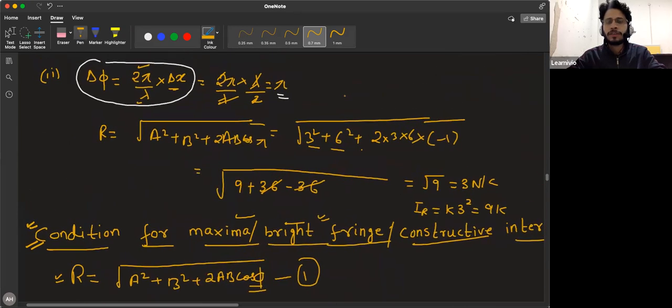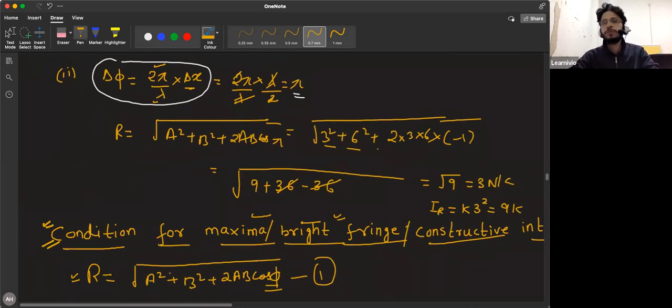Bright fringe means you get the maximum value of R. So this is the expression: R is A square plus B square plus 2AB cos phi. So Nabil, what should be the value of cos phi for which this R is maximum? No, the value of cos phi. What is the maximum value of cos phi? I'm not asking about the angle, I'm asking about the complete cos phi. Arpit, what is the maximum value of cos phi? Sir, 0. The maximum value of cos phi is 1.